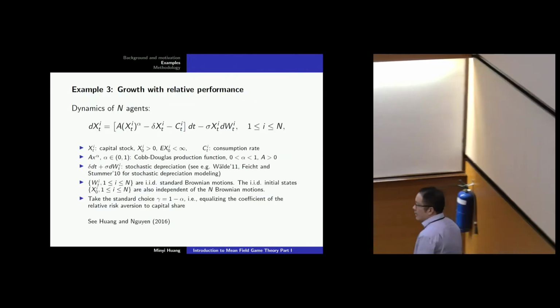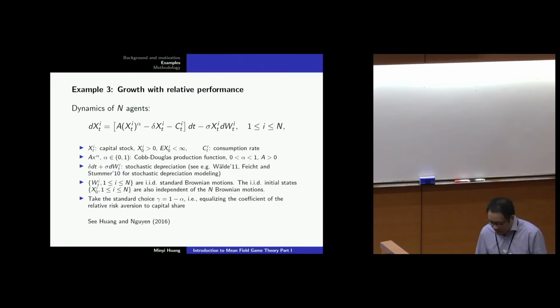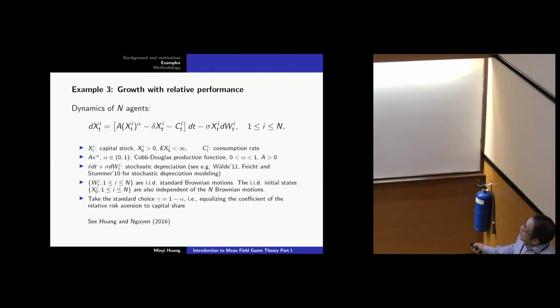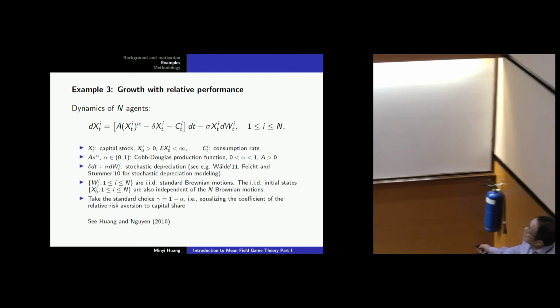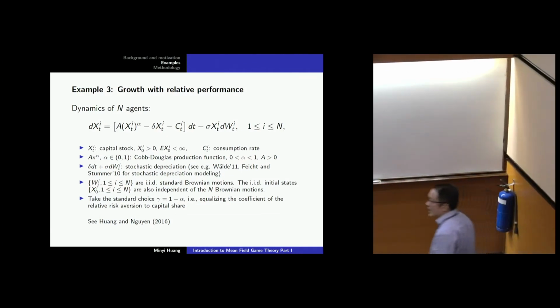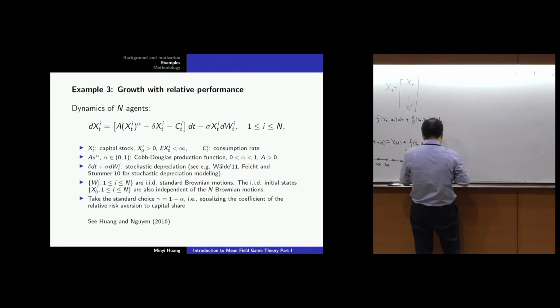Now let's check another example. This is based on a recent work. It's actually a meaningful game special issue of applied mathematics and optimization. Consider the dynamics of n agents. Here, xti is the capital stock of the ith player. We have some initial capital stock. Here, C is the consumption rate. So essentially for this model, Ci is the control.